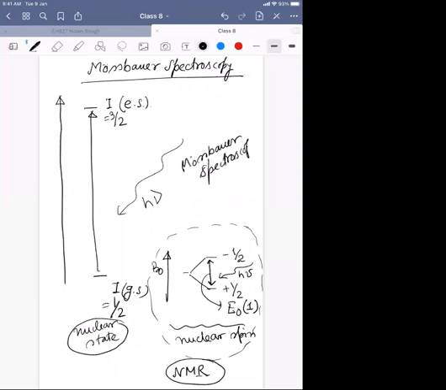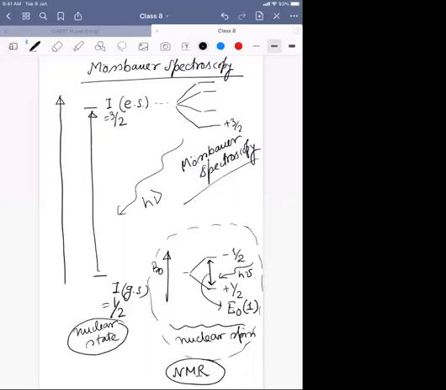So first, you have to understand the difference between NMR and Mossbauer spectroscopy, because both of them are connected to the nuclear state, that means the state connected to the nucleus. But what exactly is changing? In NMR, I'm changing only the nuclear spin state, plus half or minus half, whereas in Mossbauer the nuclear state changes from half to 3/2. Now if I put the magnetic field, this excited state will also split up into 4 lines.